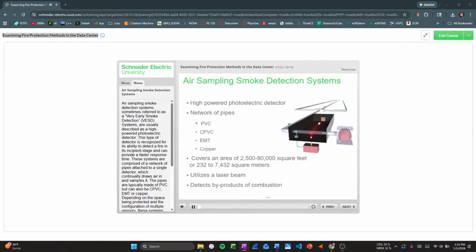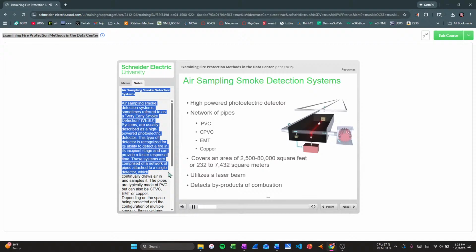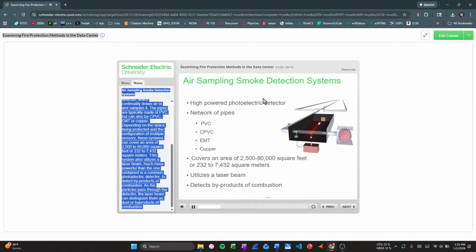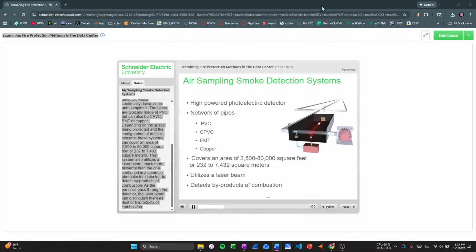Air sampling smoke detection systems, sometimes referred to as a very early smoke detection system, are usually described as a high-powered photoelectric detector. This type of detector is recognized for its ability to detect a fire in its incipient stage and can provide a faster response time. These systems are comprised of a network of pipes attached to a single detector, which continually draws air in and samples it. The pipes are typically made of PVC, but can also be CPVC, EMT, or copper.